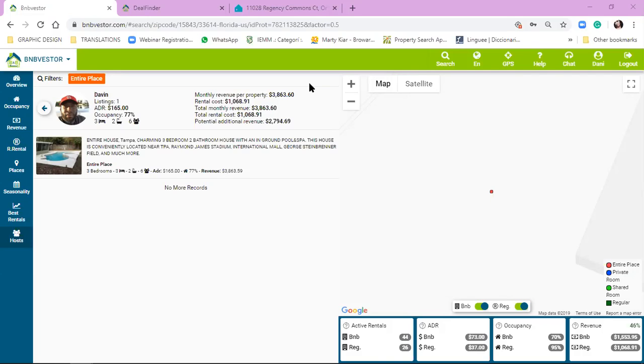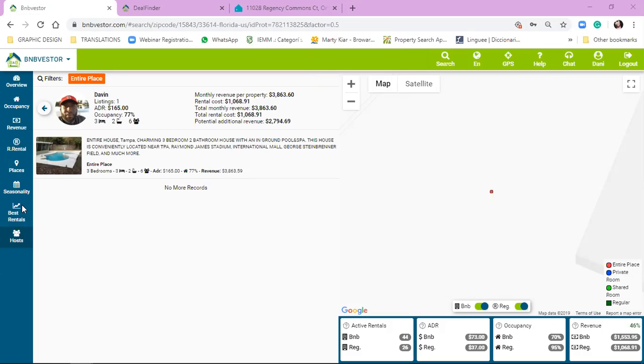So if you want to start off with this Airbnb business, you can take the example of David and see that he doesn't have a high average daily rate and he doesn't have 100% occupancy, but you can see that his monthly revenue and the rental cost did a lot for him in this case. He has a potential additional revenue for only this property of 2,794. I mean, he can have 2 other properties and he's already in the 10,000s, okay?